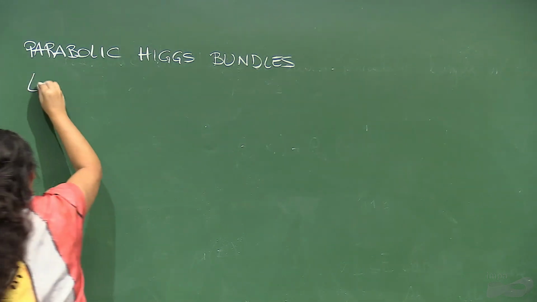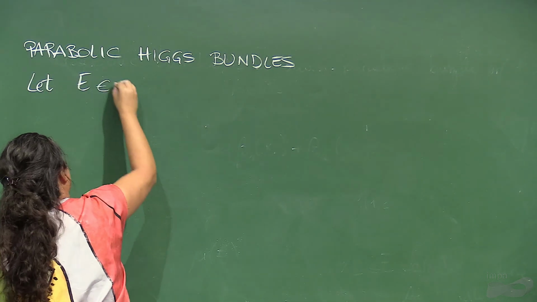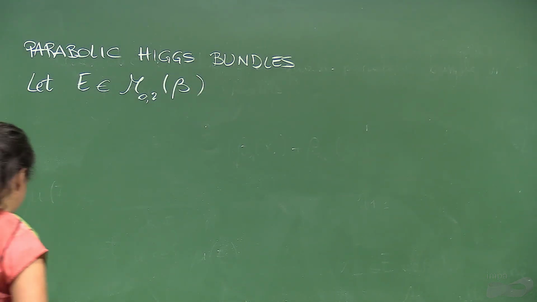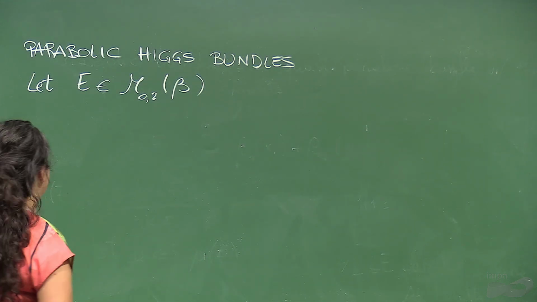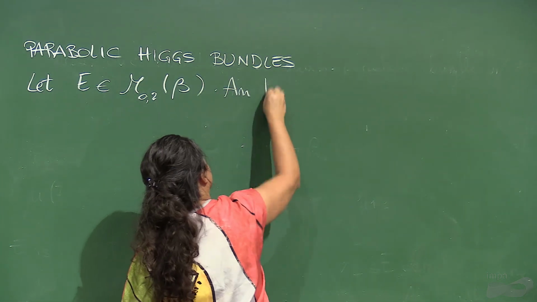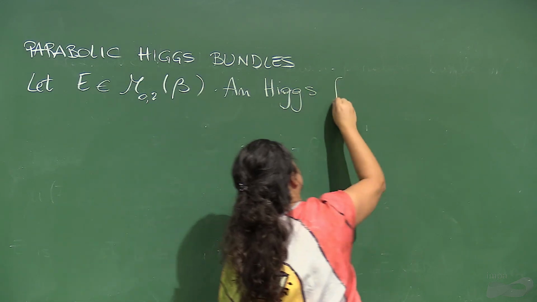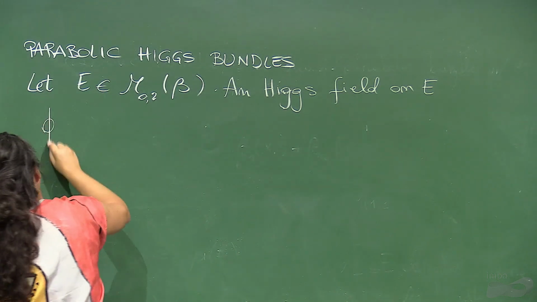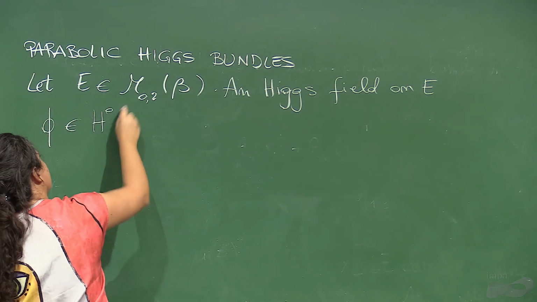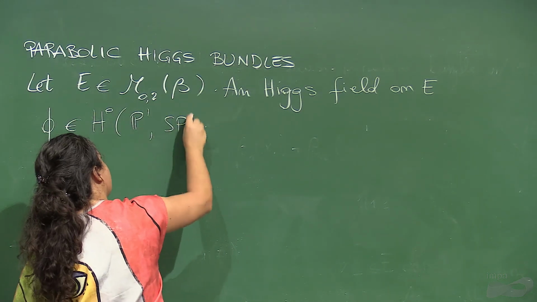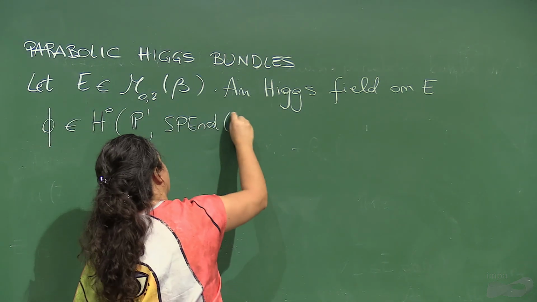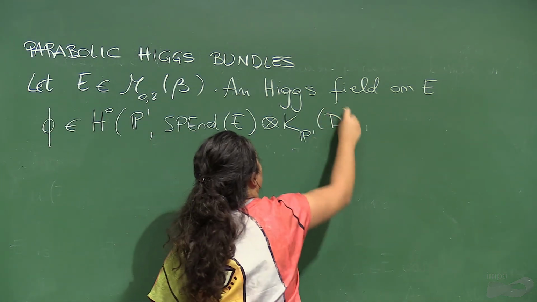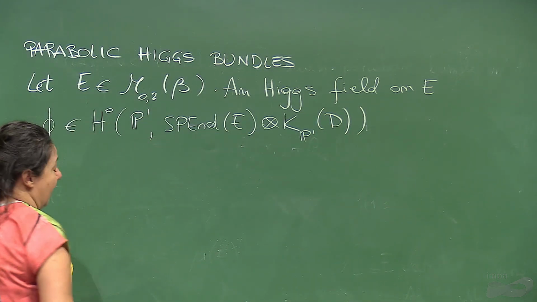Let E be a parabolic bundle as before on P1 with all the conditions I choose. Let me directly restrict to my situation. Then a Higgs field on E is an element phi in H0 of P1, of the sheaf of strongly parabolic endomorphisms of E, twisted by the canonical bundle on P1 twisted by D. I should say a few things here.